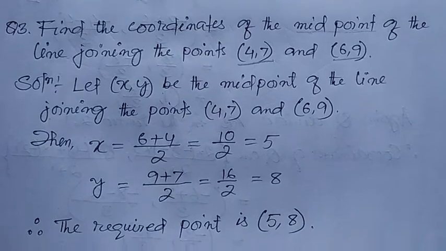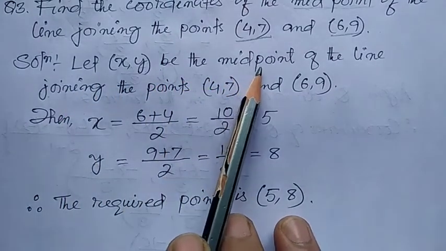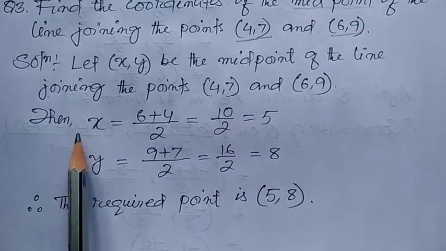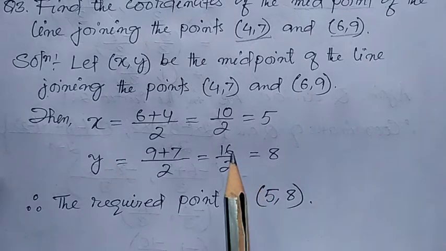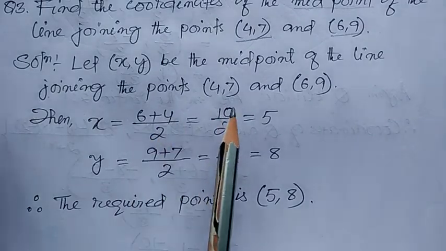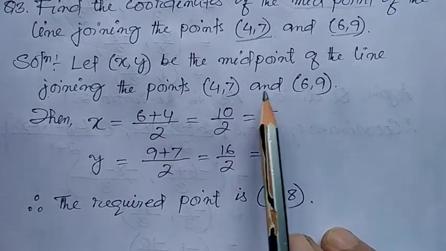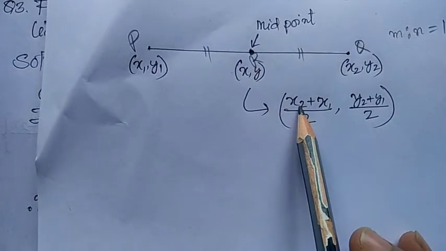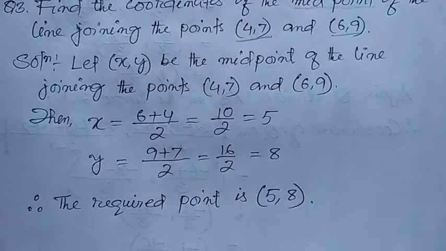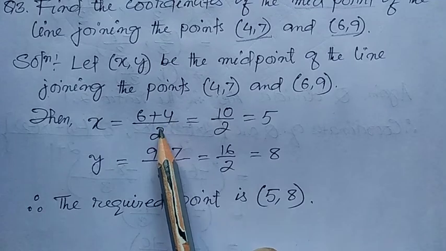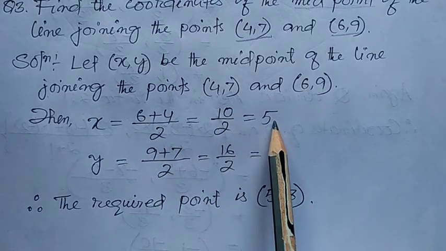So using this deduction of section formula, again we start, let x, y be the midpoint of the line joining the point 4, 7 and 6, 9. Then x value according to formula, x2 plus x1 by 2. x2 value is 6 and x1 value is 4. So again I repeat, x2 value is 6 and x1 value is 4. 6 plus 4 divided by 2. 6 plus 4 is 10. 10 divided by 2 is 5.